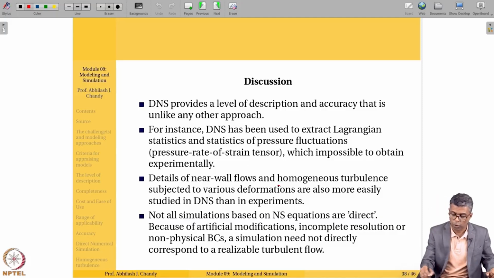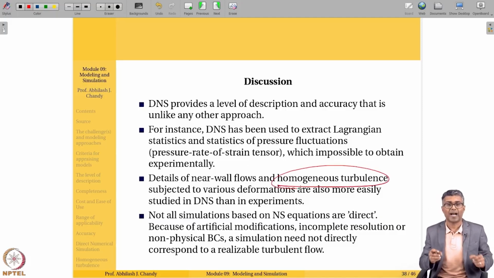and I'm only talking about homogeneous turbulence, because I know that homogeneous turbulence is a relatively simple problem to do in terms of it's simply solving the Navier-Stokes equations, using the spectral methods which are the most accurate, and it is resolving all the way down to the Kolmogorov scale. So in that sense, all kinds of information, like for example, various deformations and details related to near wall flows, all of that is easily obtainable in DNS, even compared to experiments.